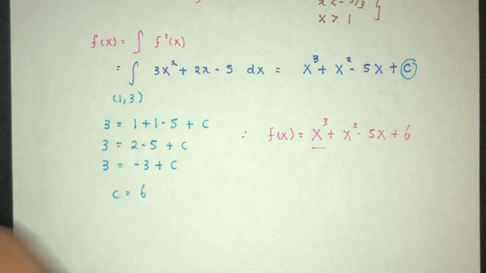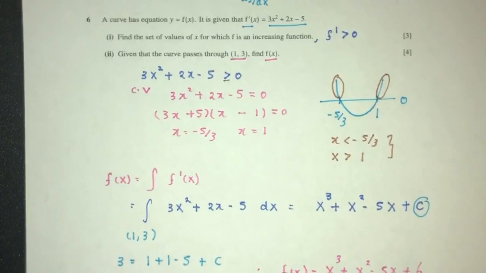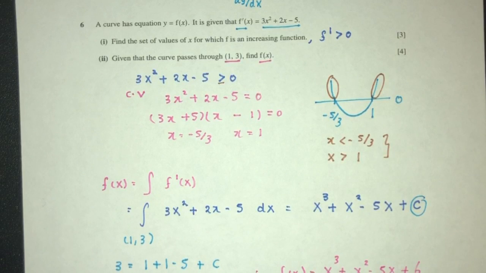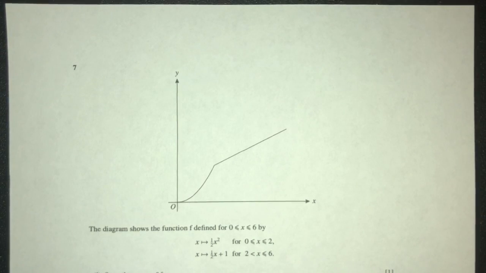Okay, that will be question part 2, finding the value of f of x, which is just y, for example. How do you find y from dy by dx? By integration. Because integration is a reverse process of differentiation, that's how you find the equation of your curve. Okay, so let's move on to the next question.